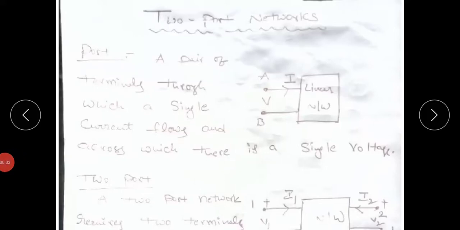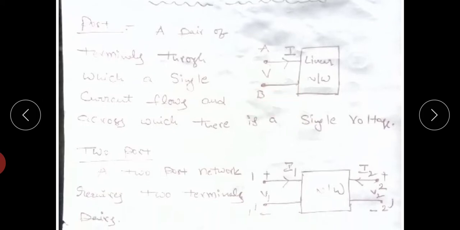Now I would like to explain about the two-port networks. First, the definition of port: a pair of terminals through which a single current flows and across which there is a single voltage. Here A comma B is a pair of terminals. These two terminals are called one port.